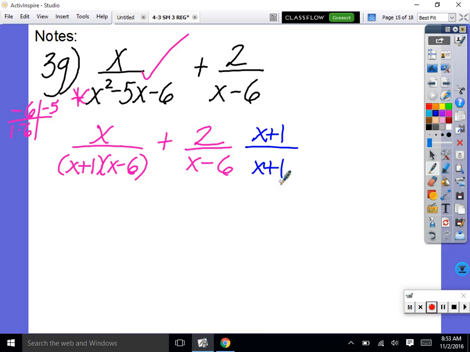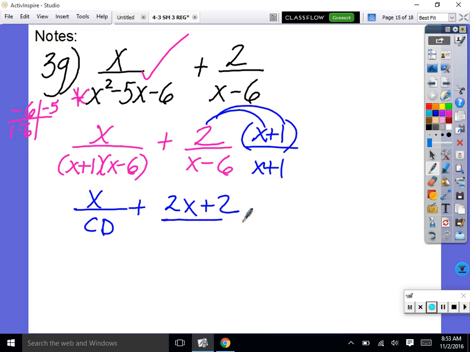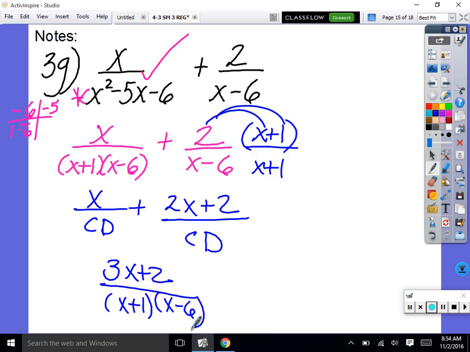Now we'll put parentheses, so now we have a common denominator. We have x over the common denominator plus 2x plus 2 over the common denominator. So now we can add straight across, right? 3x plus 2 over, now let's write it out, x plus 1 and x minus 6. Yeah, because it doesn't simplify. Okay.